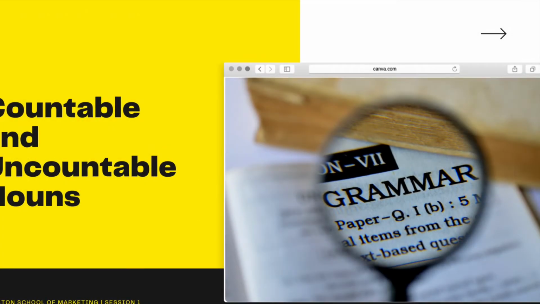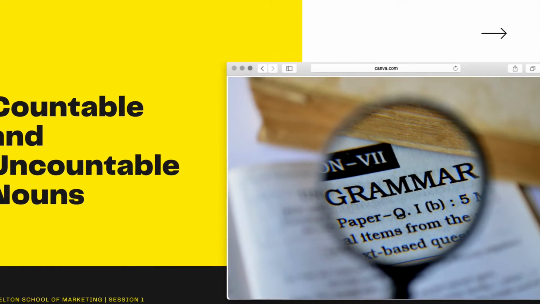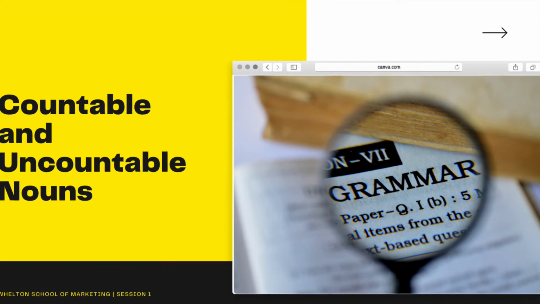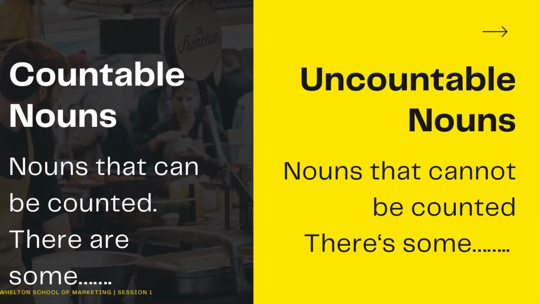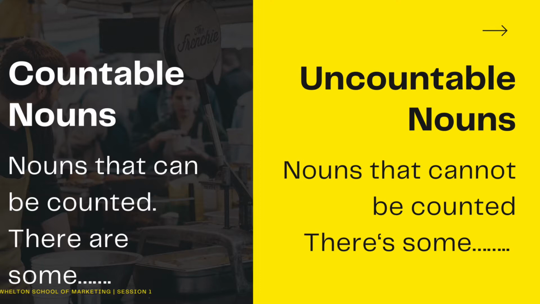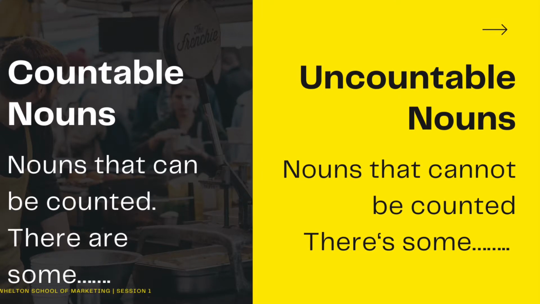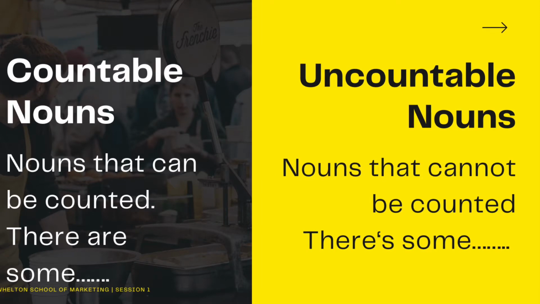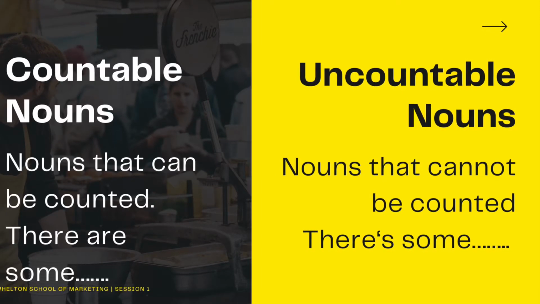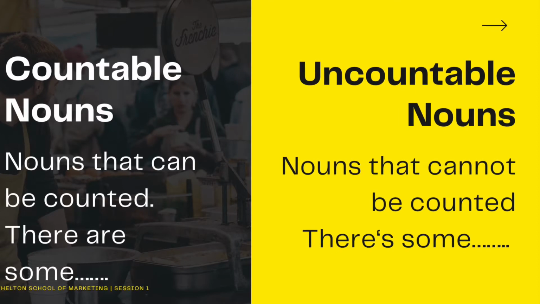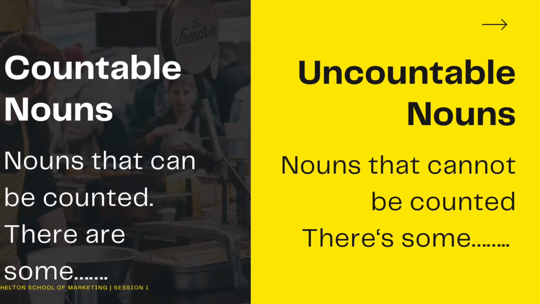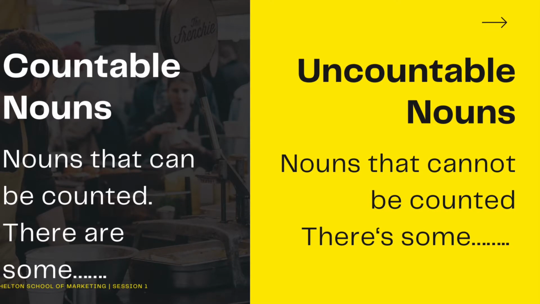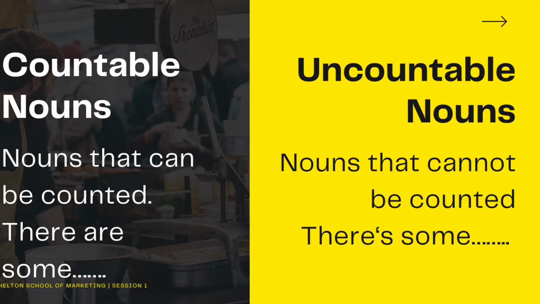Now, let's learn about countable and uncountable nouns. Are you ready, kids? Good. Now, what are countable nouns and what are uncountable nouns? Let's look at countable nouns first. Countable nouns are nouns that can be counted. Ialah kata nama yang boleh dikira. Okay, for example, potatoes, books, tomatoes, pencils, something that we can really count. Benda yang betul-betul kita boleh kira.